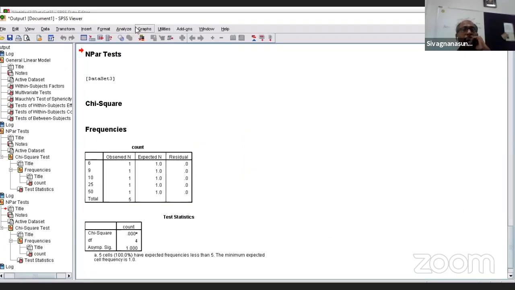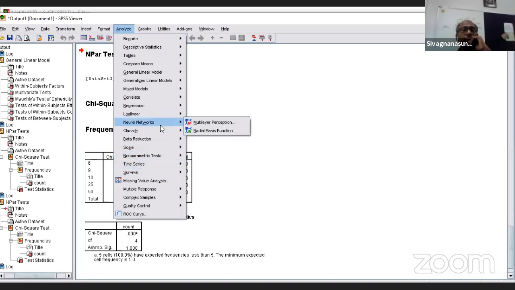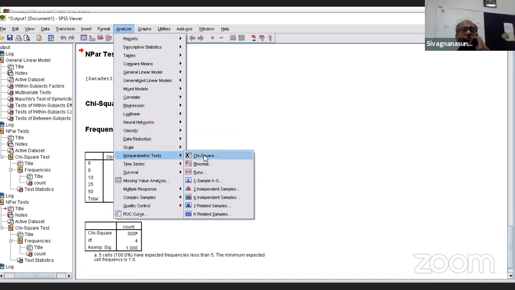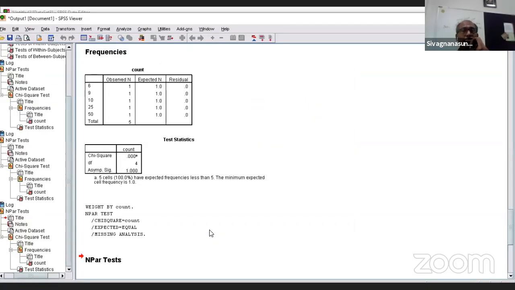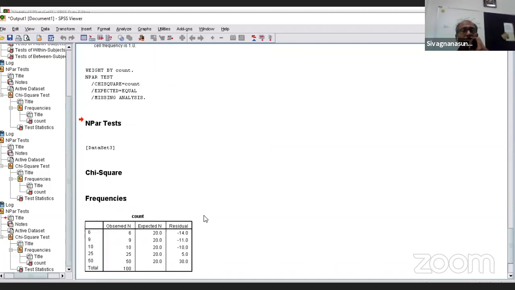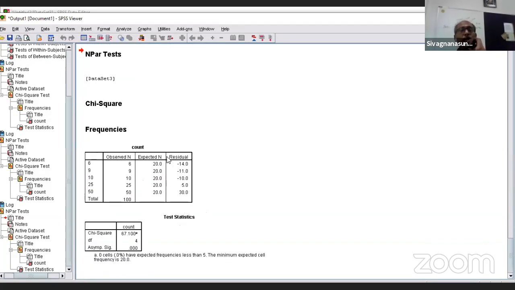Now you run the analysis. Non-parametric chi-square. Count is the test variable, all categories equal. Click OK. Now you will get the results. You see that the expected frequency is 20, 20, 20, 20, 20 because I have 5 letter grades. I expect all grades to be equal. And this is the observed frequency: 6, 9, 10, 25, and 50.